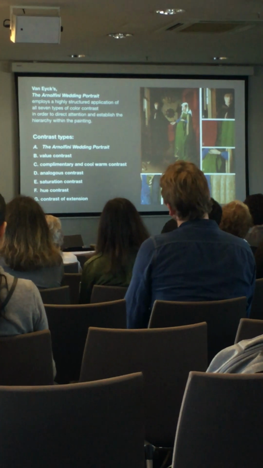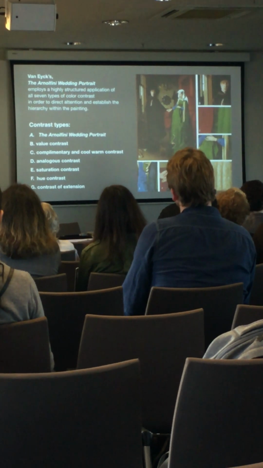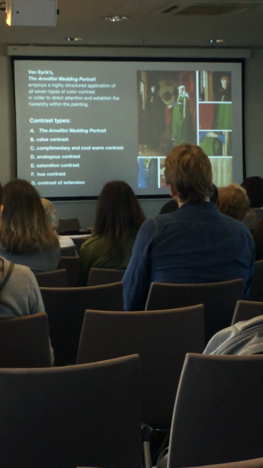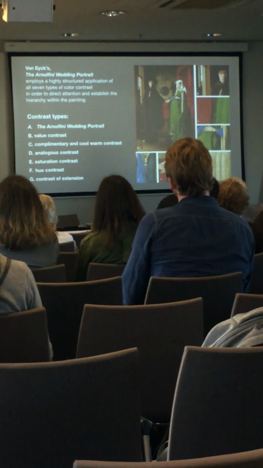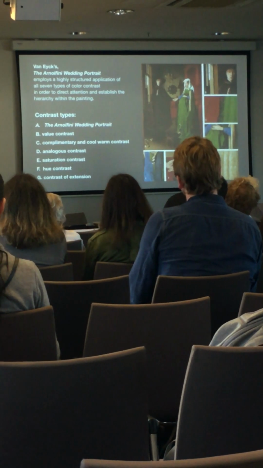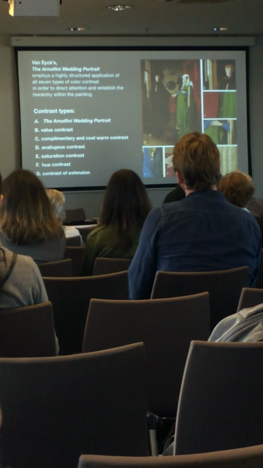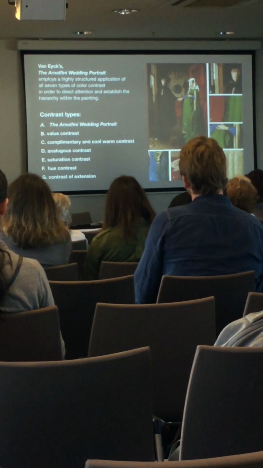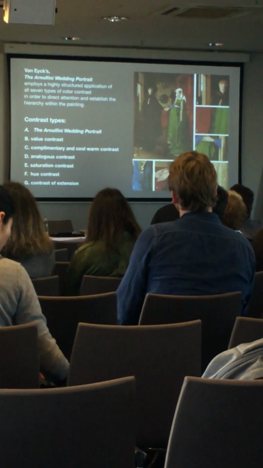In the paper, we outline different ways that artists use contrast theory. This is an example of Van Eyck. Van Eyck is a very formal painter, with very, very tightly designed palettes, and he's used every type of color contrast in a very targeted way to specifically tell you what is important in this painting.